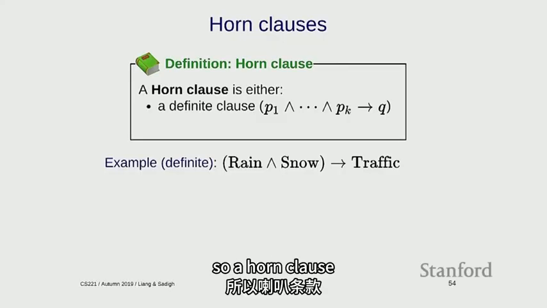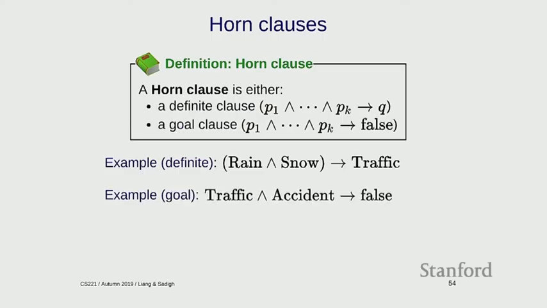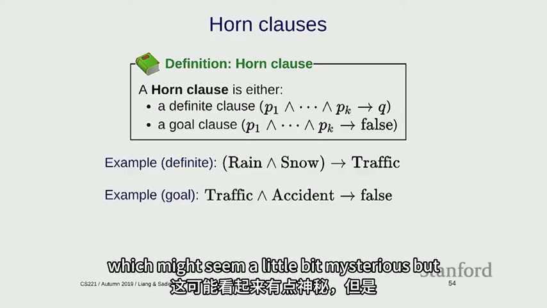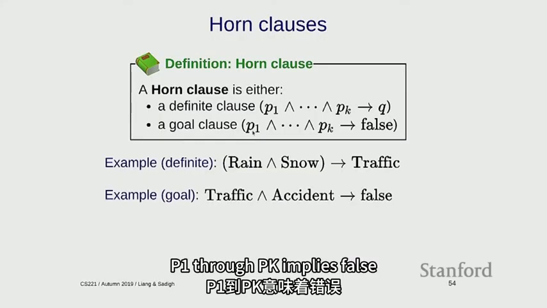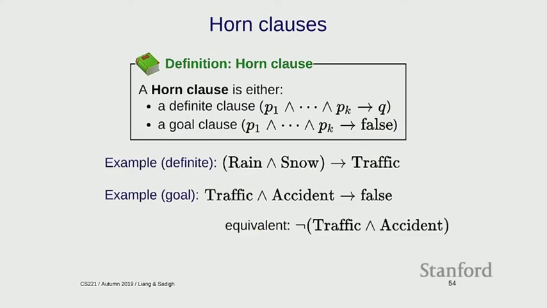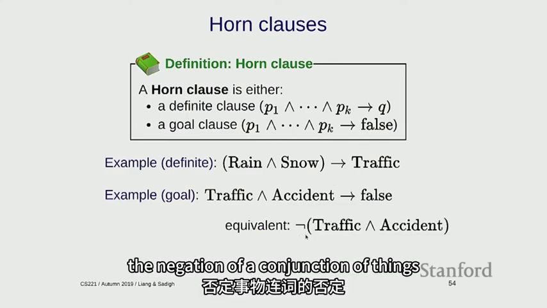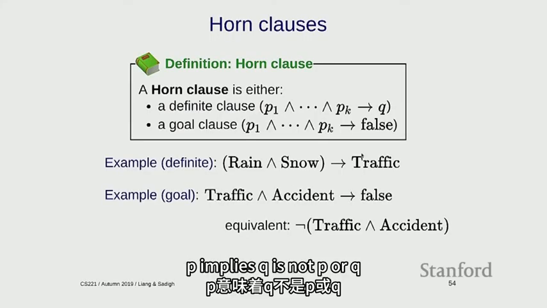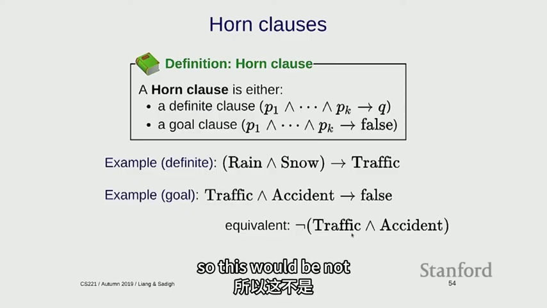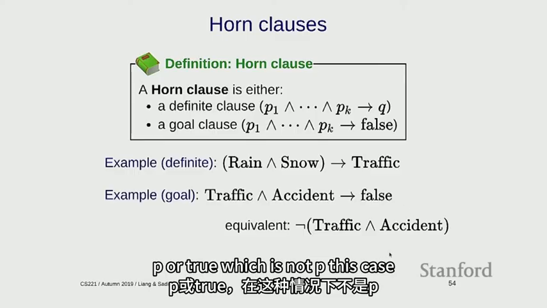So a Horn clause is a definite clause or a goal clause, which might seem a little bit mysterious, but it's defined as P1 through Pk implies false. And the way to think about this is the negation of a conjunction of things, right? Because remember, P implies Q is not P or Q. So this would be not P or false, which is not P in this case.